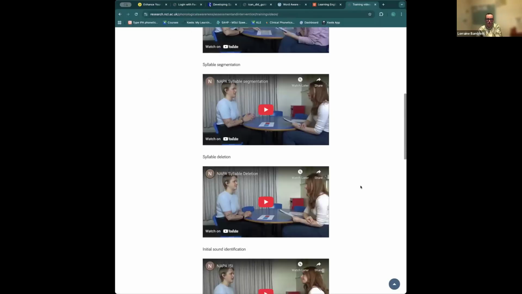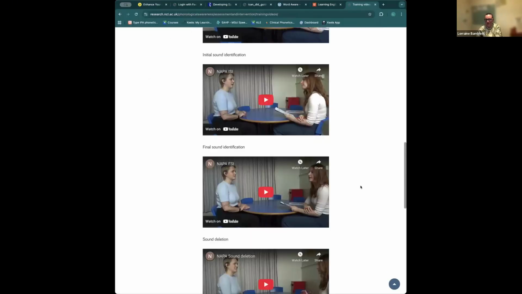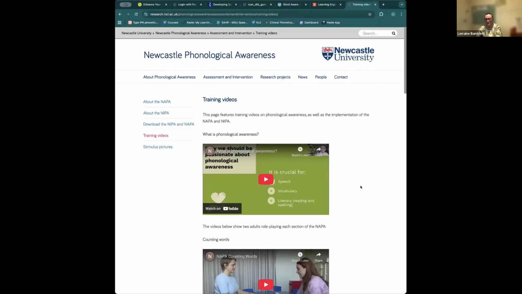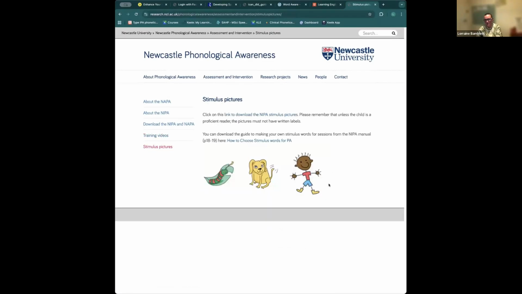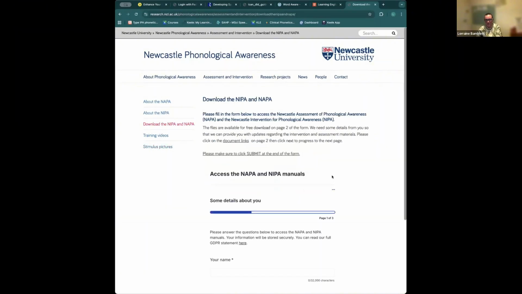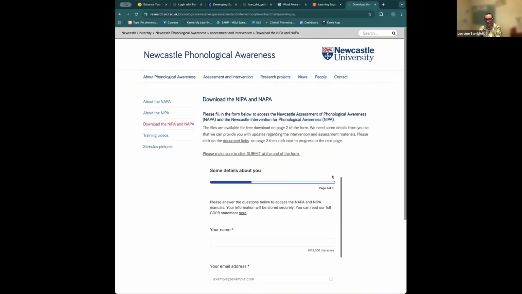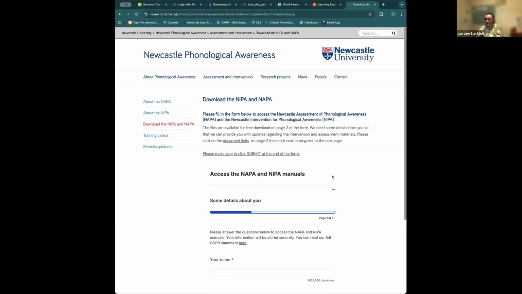So you could use this as a little training in your school, or if you think this is something you really want to focus on, it tells you exactly how to do them and how to integrate it, and it's got some stimulus pictures for those resources as well. So all completely free. All they ask for you to do, which is why I haven't sent these to you, is that you just fill in your name and address so they know where they're going.